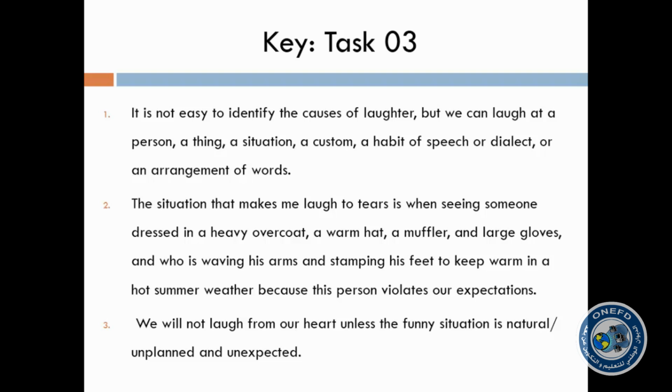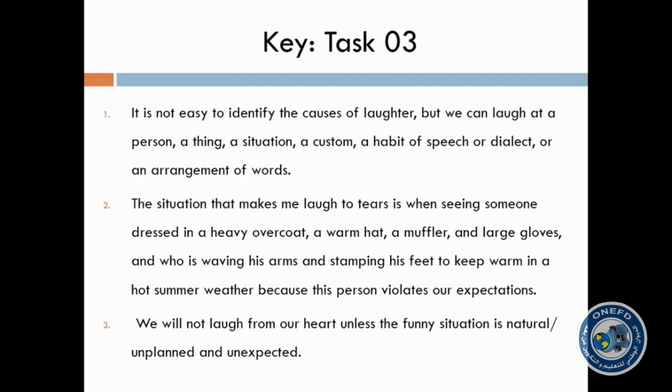So lastly, 3, we will not laugh from our heart unless the funny situation is natural, unplanned, and unexpected. I repeat, the answer for the third question is we will not laugh from our heart unless the funny situation is natural, unplanned, and unexpected.